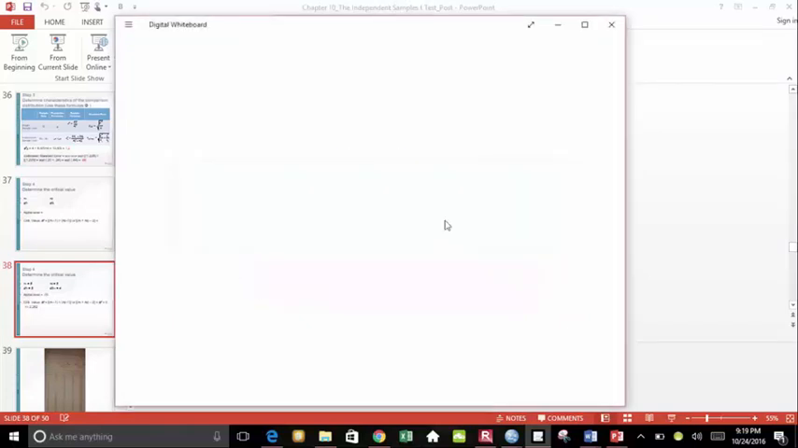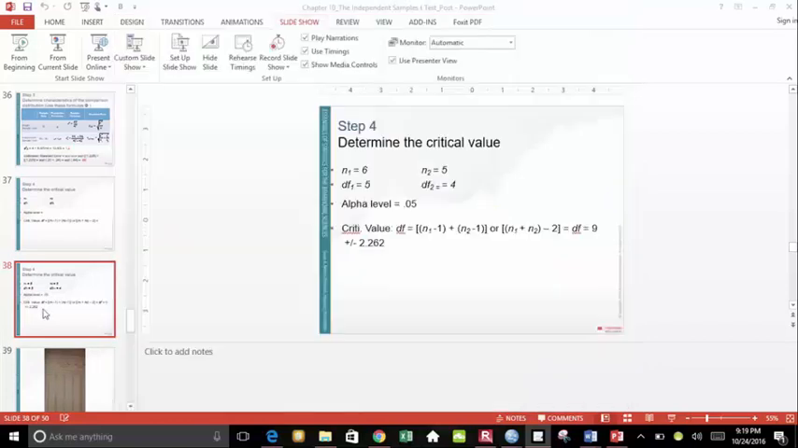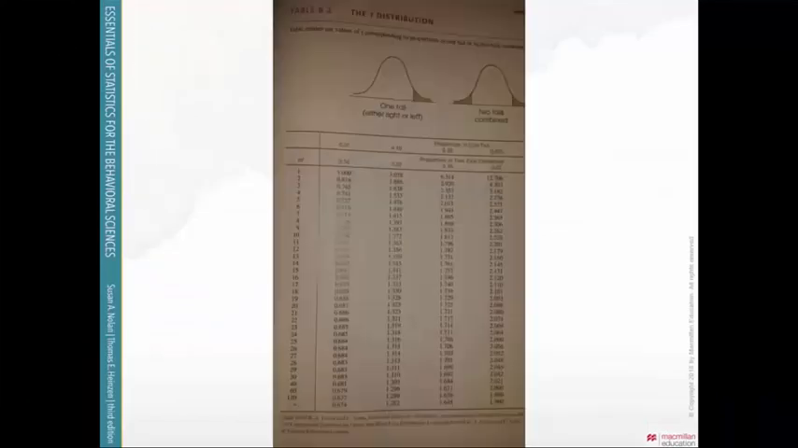Yes. So we're doing plus or minus 2.262, minus 2.262. Those are our critical values. And this is how we found it, right? We had degrees of freedom 9, go over here, 2.262, that's it, our 0.05 alpha level in two tails.